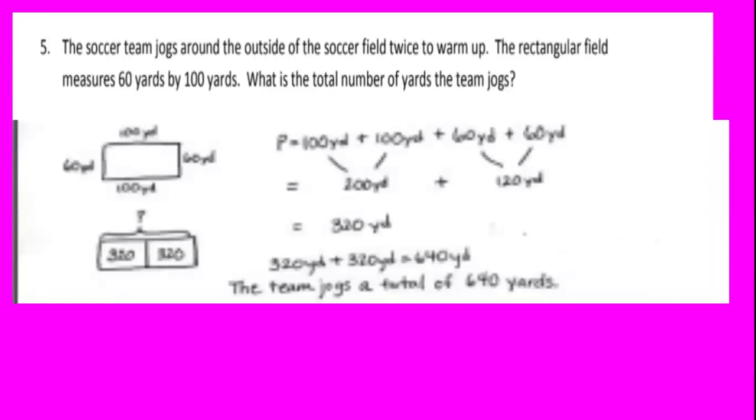100 yards by 60 yards would be 100 plus 100 plus 60 plus 60, which would be 320 yards. That's one time around. So you have to add 320 plus 320 to equal 640. The team jogs a total of 640 yards.